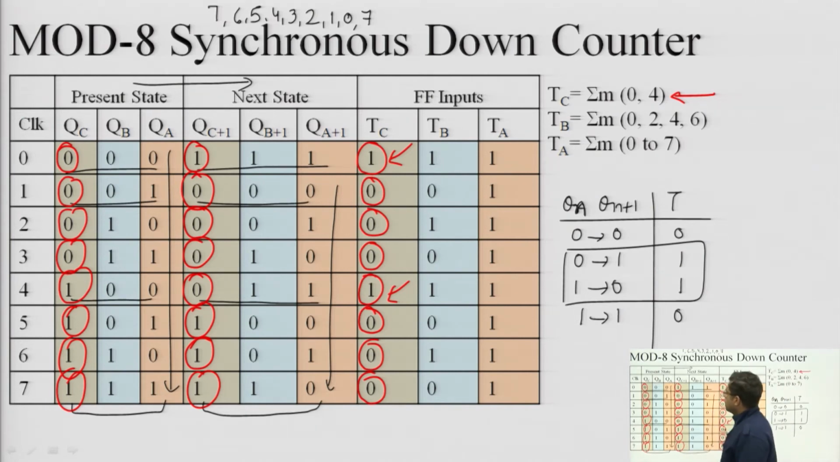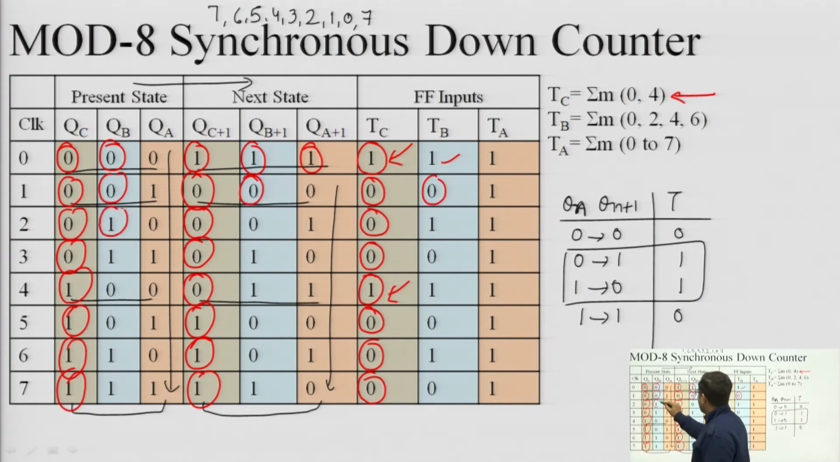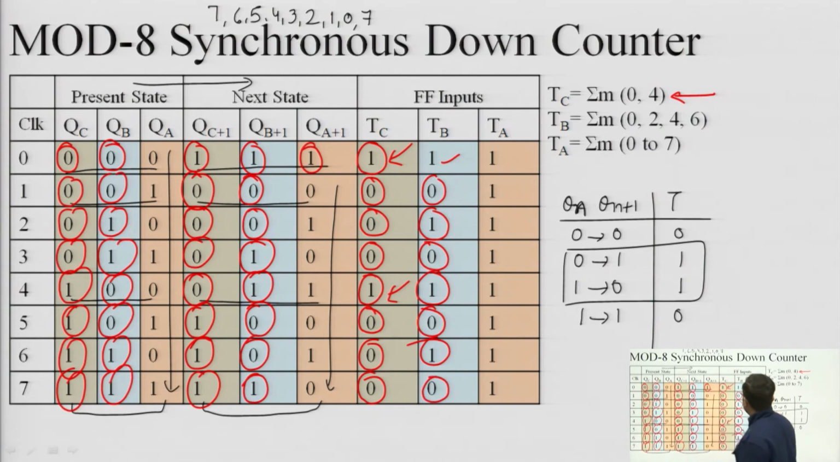Similarly, for Q B, the high terms are these, which correspond to 0, 2, 4 and 6. So 0, 2, 4 and 6 are the high terms for T B.